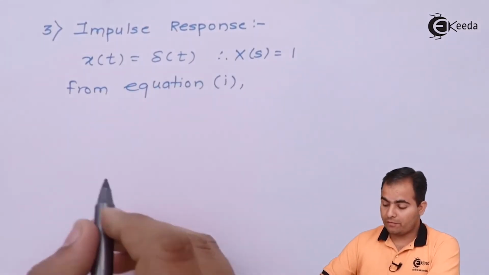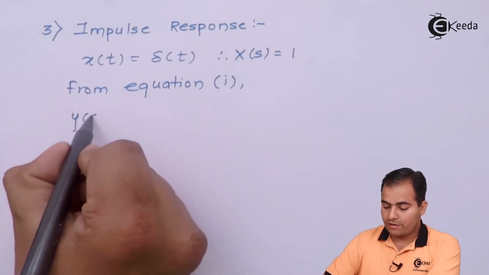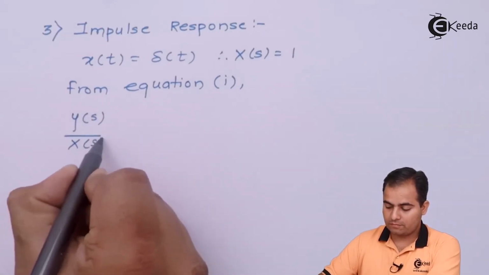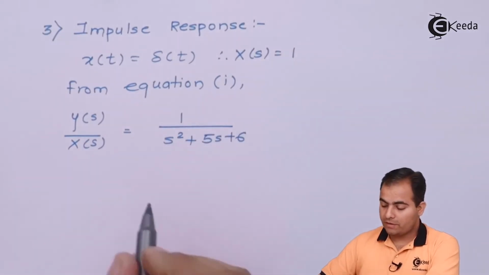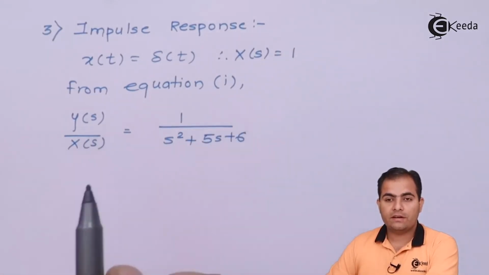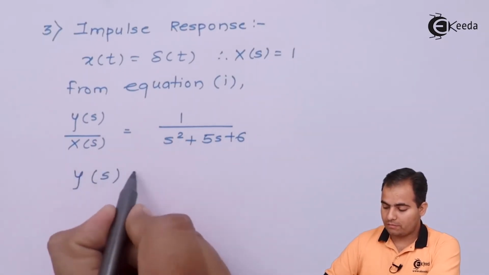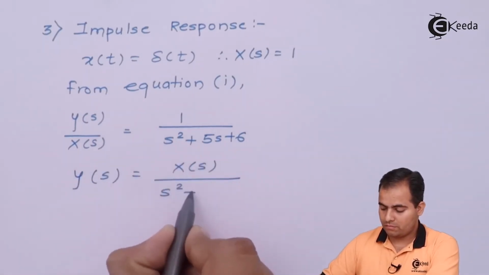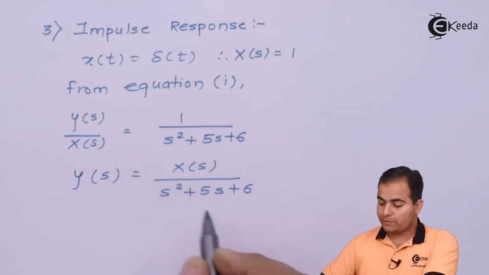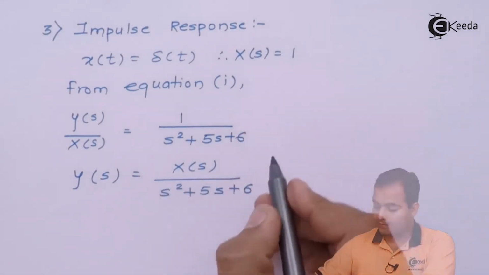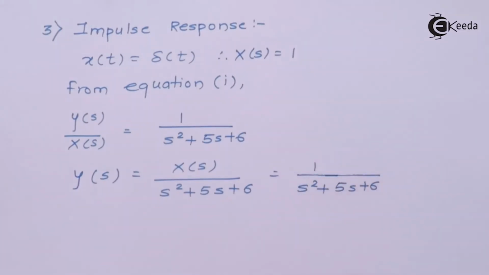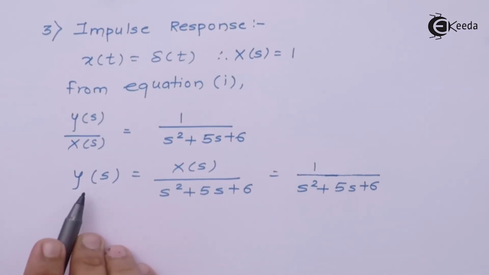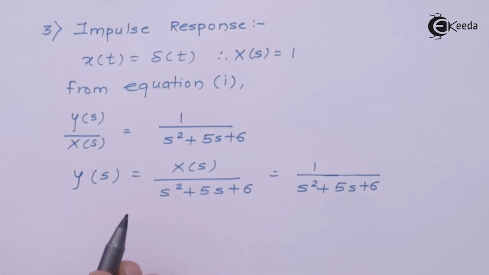From equation number 1, what was the equation? Y of s by x of s. This was the equation. Now multiply x of s on the right hand side. What you will get? Now substitute your x of s value, and it is 1. Now your transformation is ready to convert into impulse response.